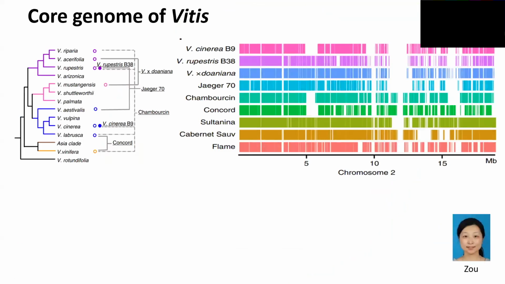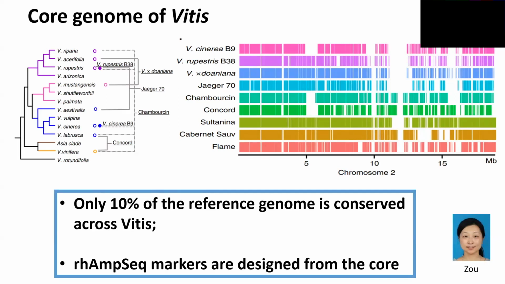And then in order to design PCR primers, we need to make sure these PCR primers are in the core genome. Basically, the core genome is defined as the genomic regions present in all the different species of grapes. When Chen aligned all the genomes together, she found that only 10% of the reference genome is conserved across the varieties. So we design markers, all designed from the core genome.